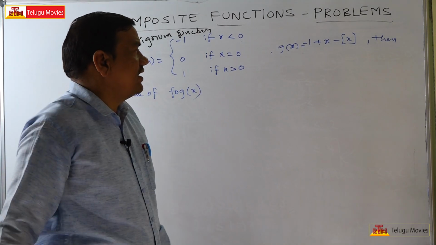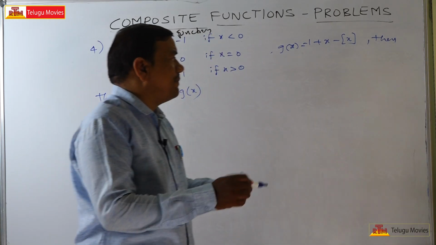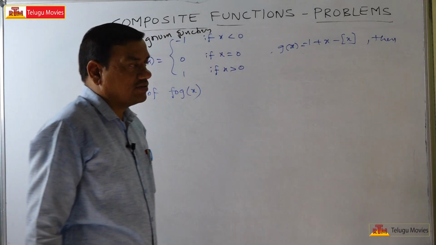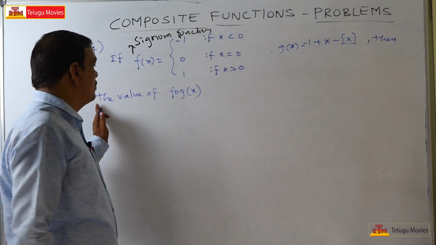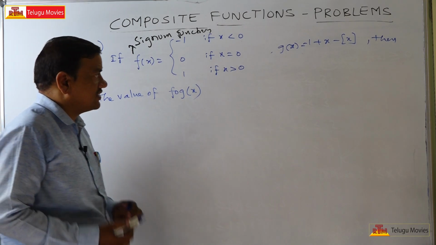Let us take the second function. g of x is equal to 1 plus x minus step x. So this is step x, they will mention it in the problem. Then we are asked to find out the value of f circle g of x. What is the value of f circle g of x?